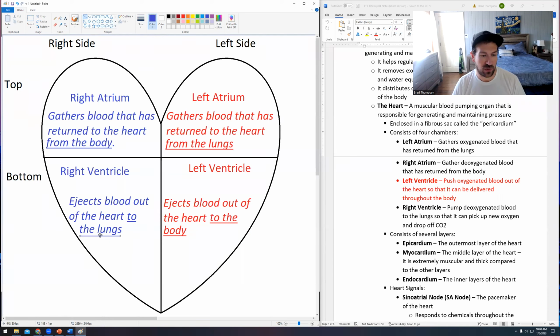Words I am looking for, blood vessels, that's it. All right, here we go.